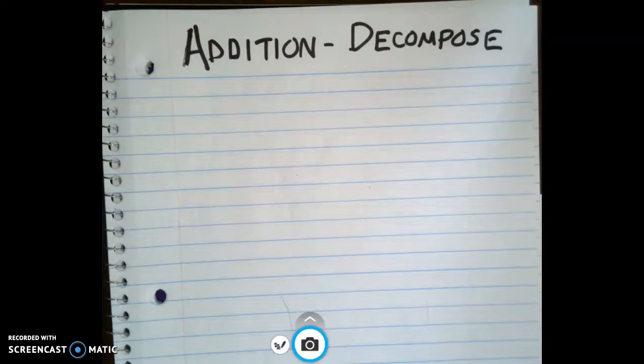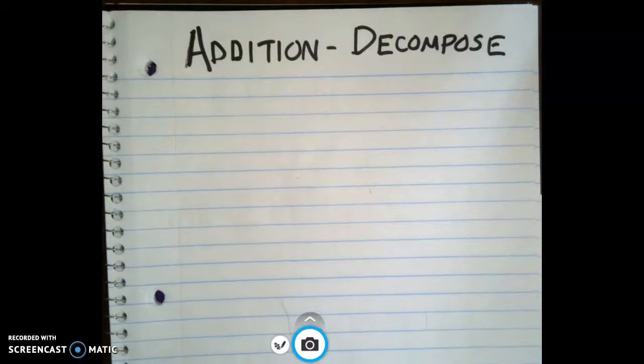So today we are going to be switching gears and moving into addition. You're going to see over the next few days that we're going to be working on some different addition strategies that we can use when we're solving large addition problems. The first one that we're going to do today is the decompose strategy. Let me show you what this looks like.